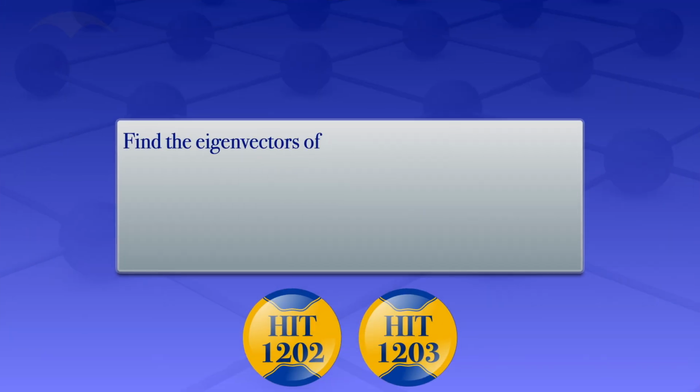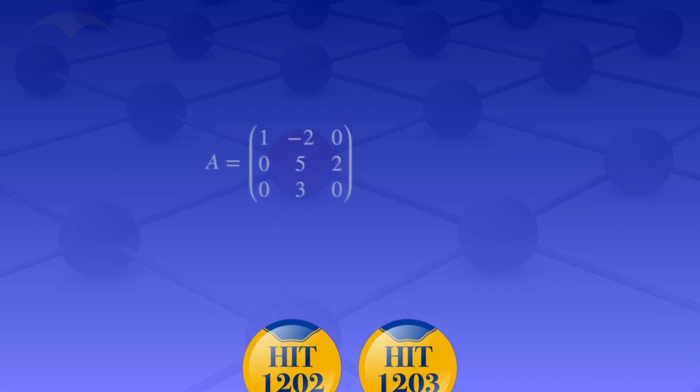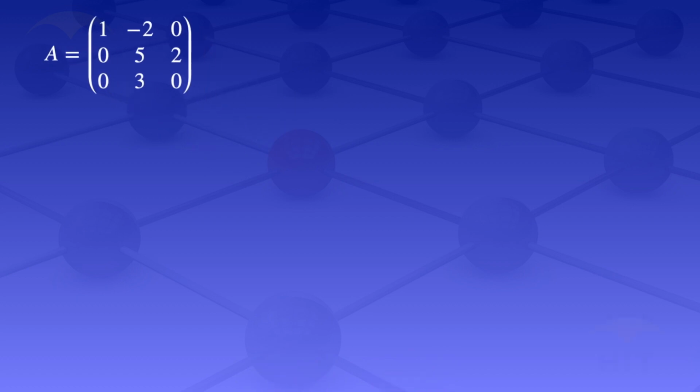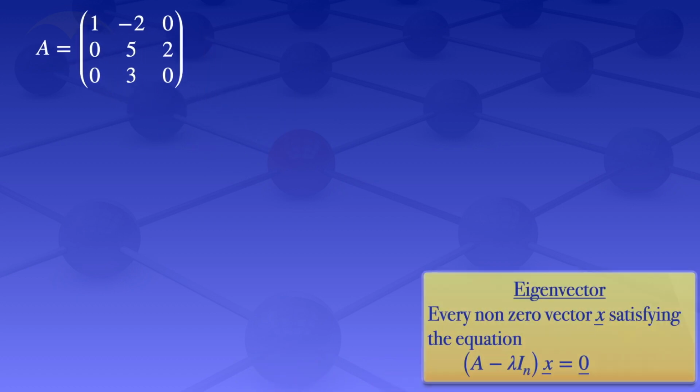In this tutorial, I am going to find the eigenvectors of the 3 by 3 matrix which has elements 1, minus 2, 0, 0, 5, 2, 0, 3, 0. By definition, every non-zero vector x which satisfies the equation (A minus lambda I) multiplied by the vector x equals the zero vector is called an eigenvector of the matrix A.